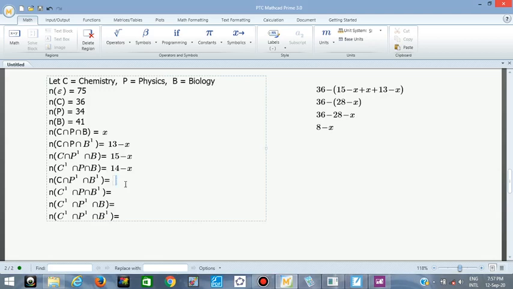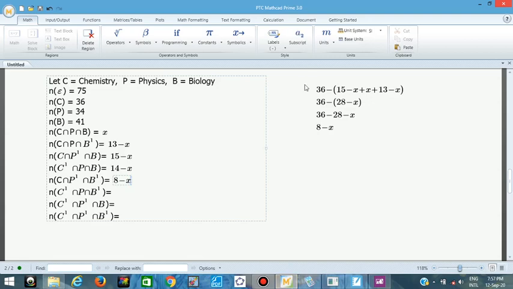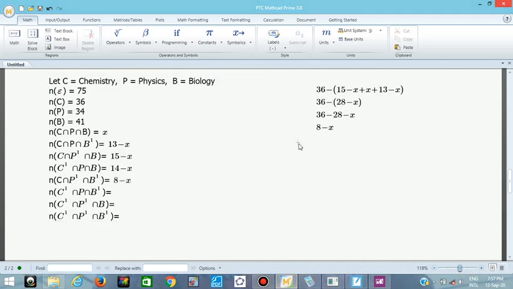8 minus x. And that's what you are going to write in this place: 8 minus x. Okay. It's even good you show your workings. You let them see how you solved and got 8 minus x. Show it in your solution page. Then that is for that.